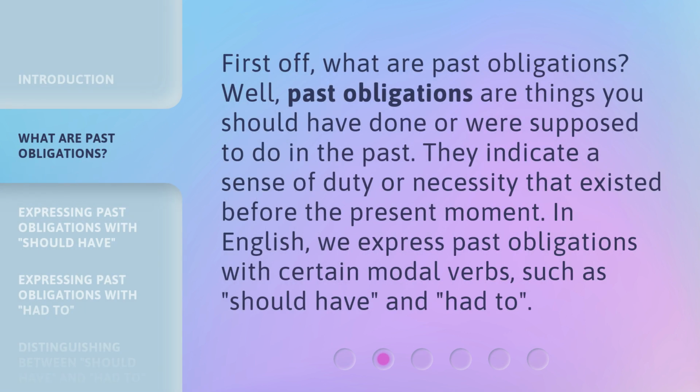First off, what are past obligations? Well, past obligations are things you should have done or were supposed to do in the past. They indicate a sense of duty or necessity that existed before the present moment. In English, we express past obligations with certain modal verbs, such as should have and had to.